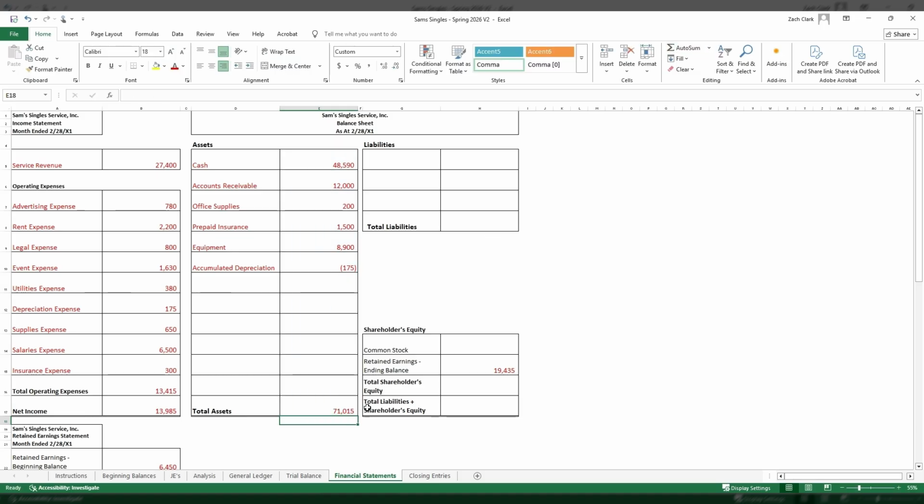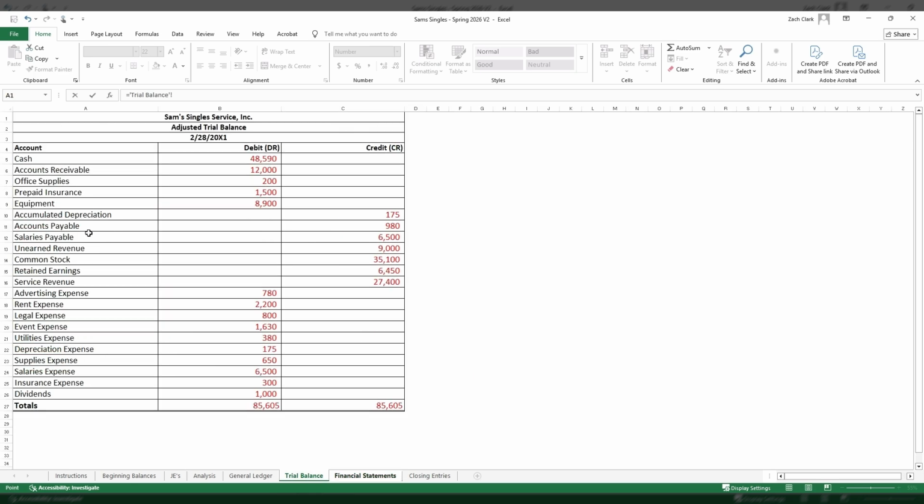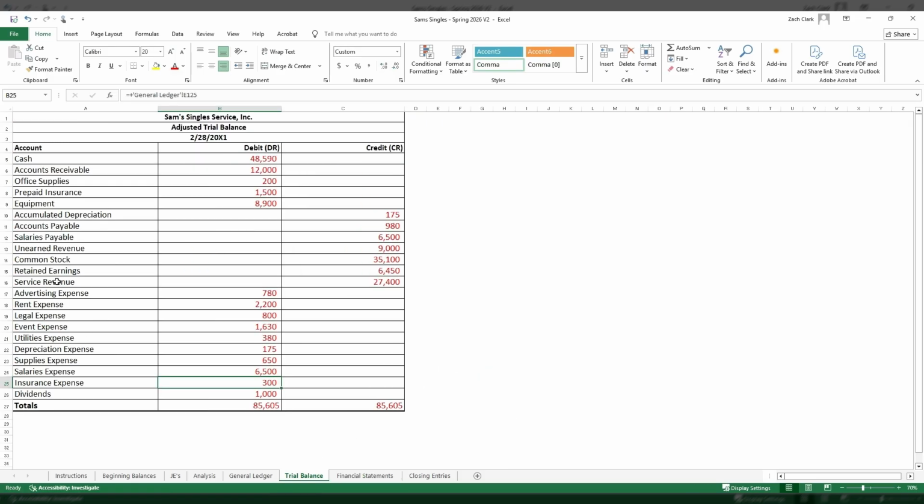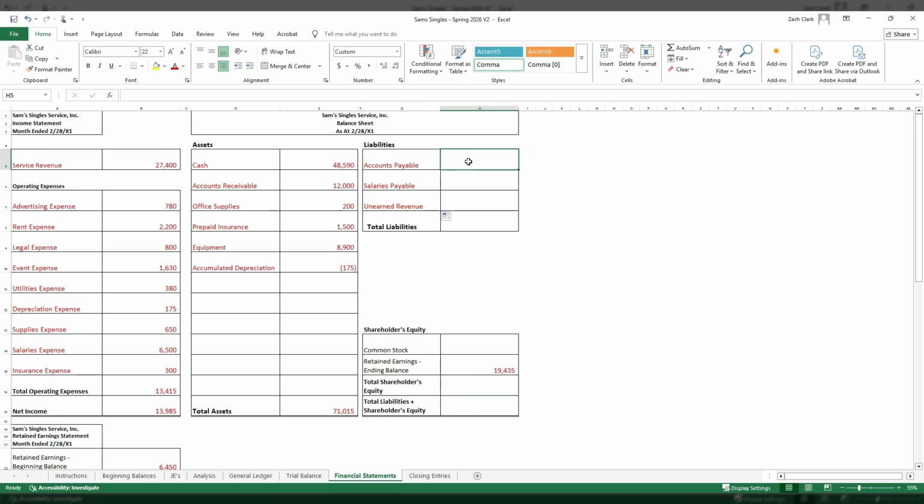Let's summarize these all together. It gives us $71,015 in total assets. Now let's add our liabilities together, starting with accounts payable, down to unearned revenue. Yep, and that's our last liability account.